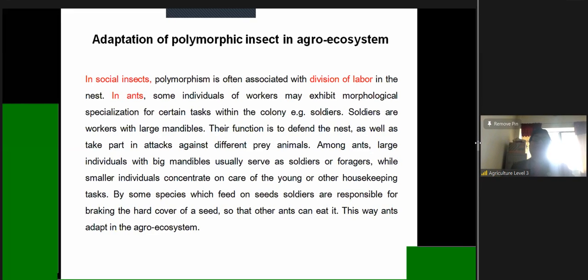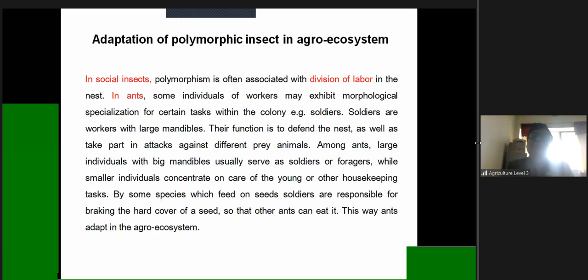আসতে পারে এরকম যে how do insects adapt in agro-ecosystem? Polymorphic insect. How do polymorphic insects adapt in agro-ecosystem? In that case, or in another way, the question may be like this: how does polymorphism help the insect to adapt in the agro-ecosystem? Same thing. That means polymorphism is an important characteristic of insect to adapt in the agro-ecosystem.